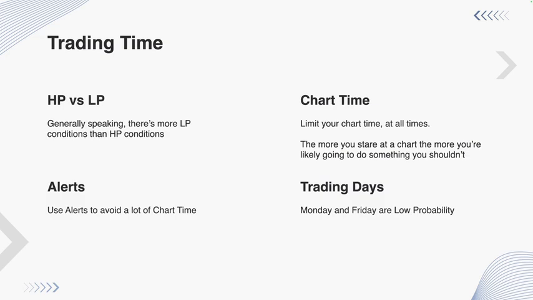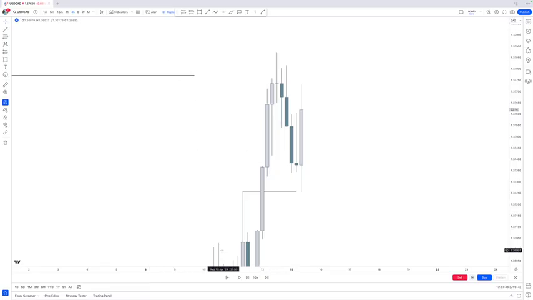Because usually when I open a chart and I see something extremely clear, that's exactly when I should trade. But if I stare at a chart for even an hour or longer, then I start to overthink, I start to force ideas that are not there. That's where most of my losses come from as well. So to avoid this, I use alerts. Use alerts to avoid a lot of chart time. So the way you can use alerts is at every stage of the trade.